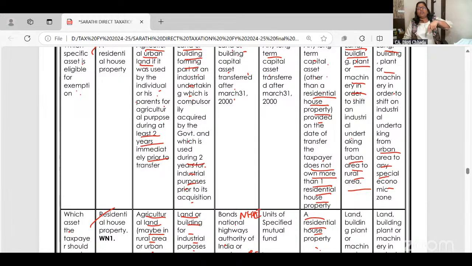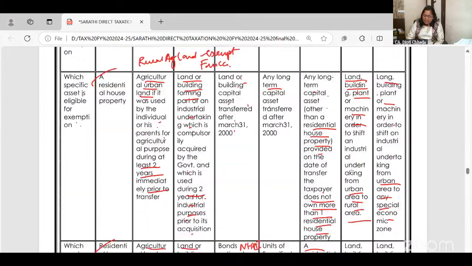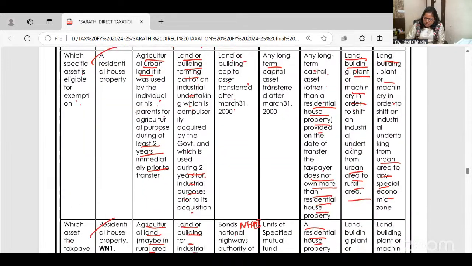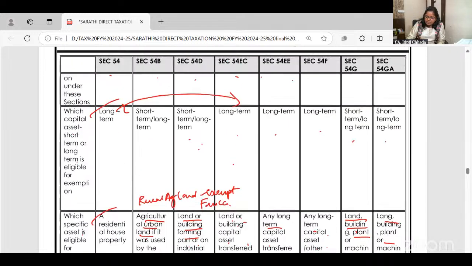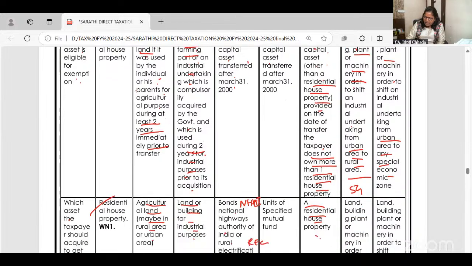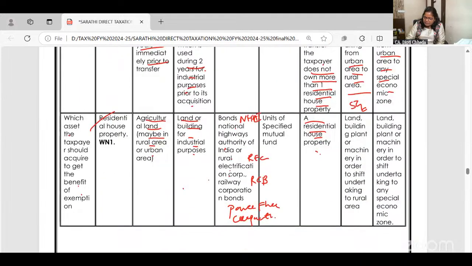SEZ is special economic zone. So if you're manufacturing export items in the heart of the city, to avoid a lot of documentation, why don't you shift to SEZ? There, whatever raw material you get, no GST, and on your output, it's anyhow export. Right? So if you are shifting your land, building, plant and machinery from urban to rural, 54G, and urban to SEZ, 54GA.